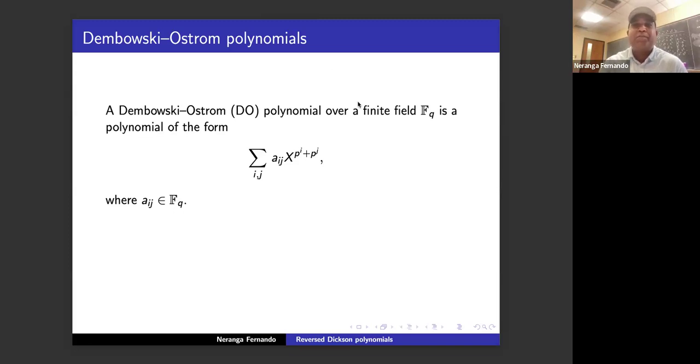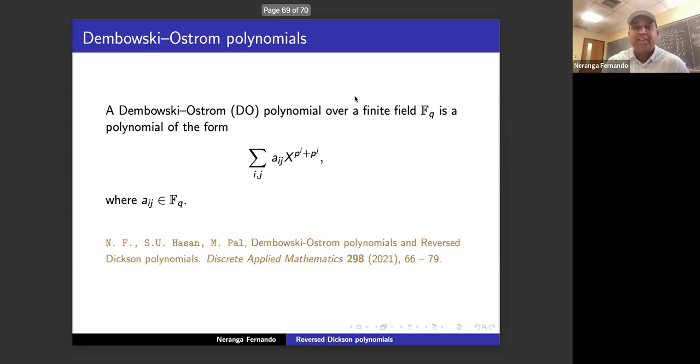And the Dembowski-Ostrom polynomials, I wanted to mention this even though I did not include it in the abstract, because this is a project I concluded with two mathematicians from IIT Jammu in India. We studied Dembowski-Ostrom polynomials, which have applications in cryptography, and they are closely connected to planar functions, which can be used to construct error-correcting codes. We completely classified Dembowski-Ostrom polynomials from reverse Dickson polynomials here.